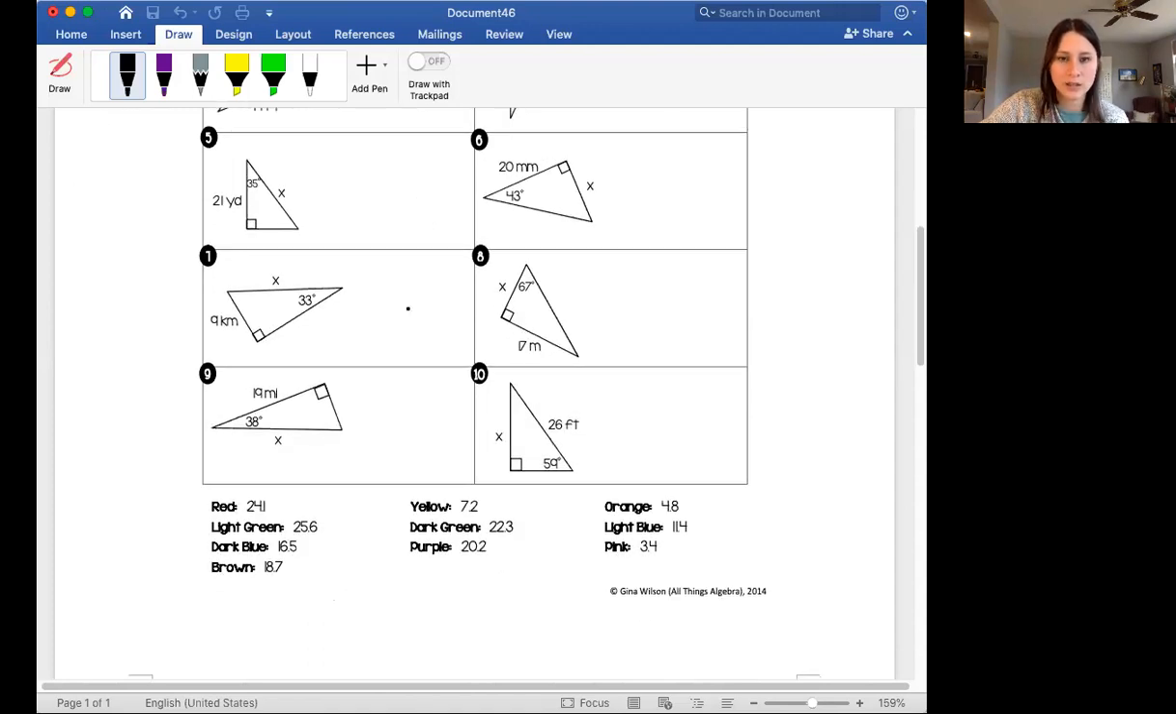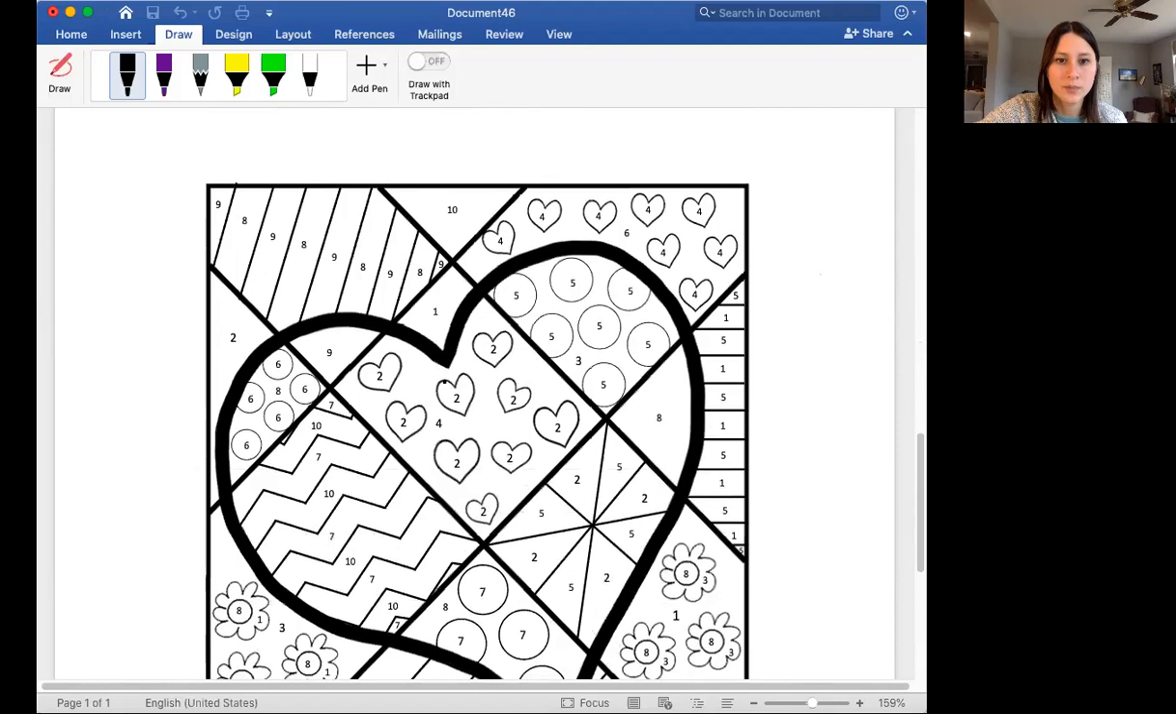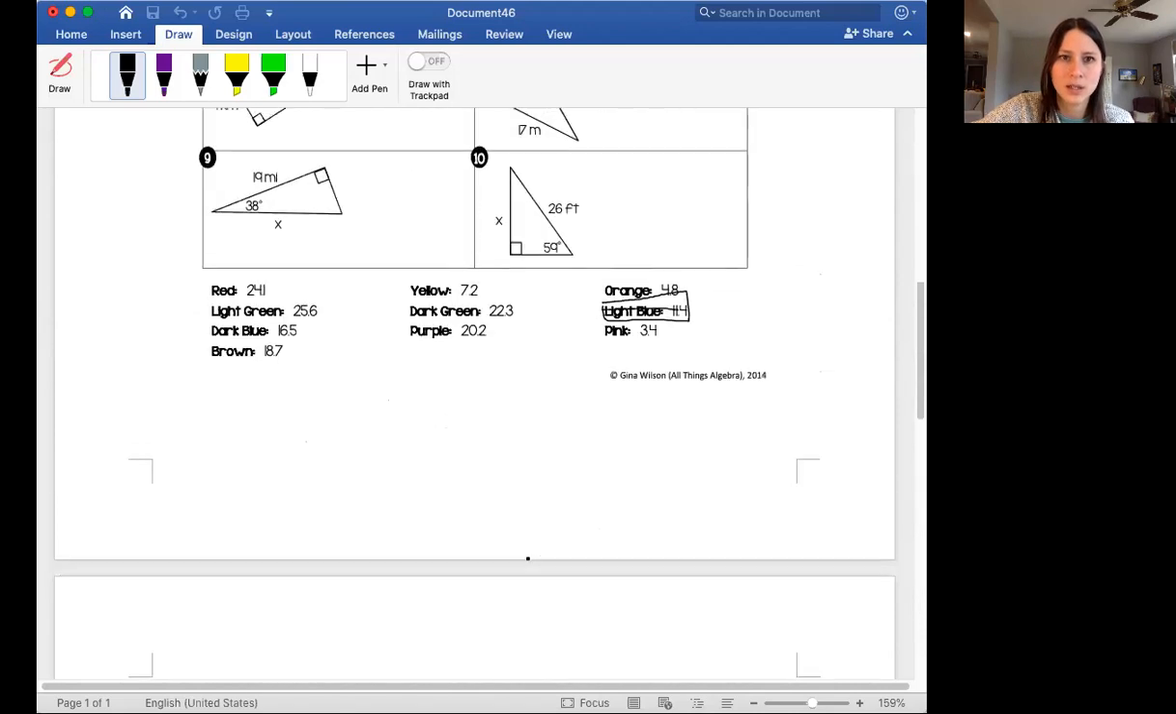So when I look down here, 11.4 is light blue, and I can cross that off. That means number 1 is light blue. On my coloring page, anywhere I see the number 1, I would color light blue. It's kind of like a color by number, right? Anywhere I see number 1, I'm going to color light blue.